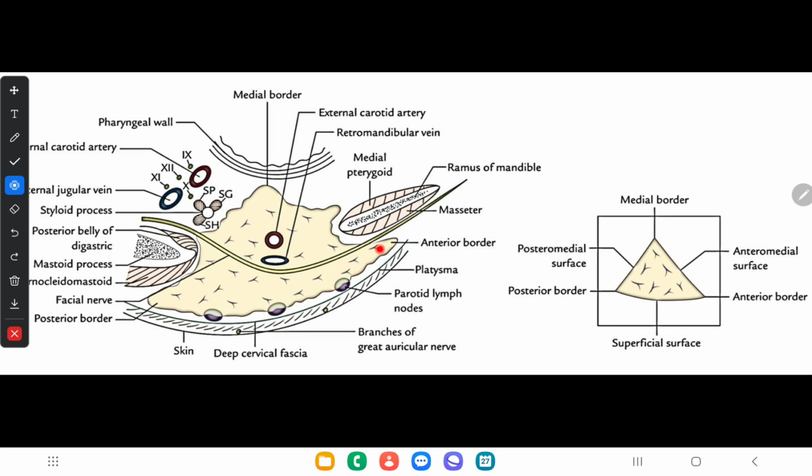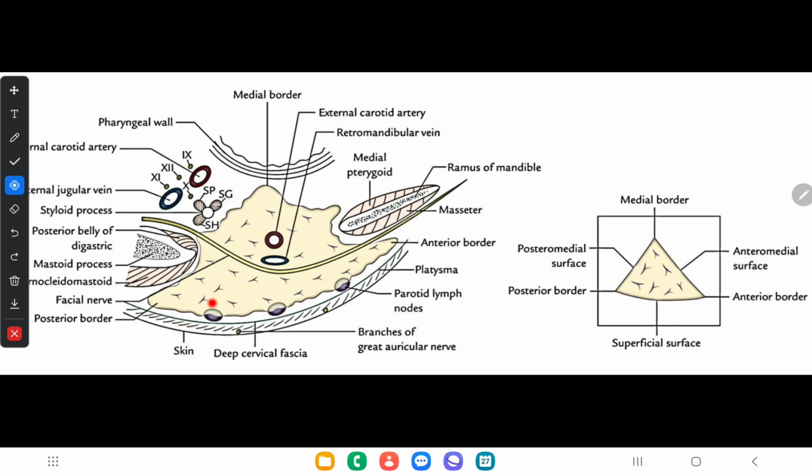Here is the lateral surface or the superficial surface. As you can see here, this lateral surface is covered by the skin, then the superficial fascia, including posterior fibers of the platysma, and the dense capsule of the parotid gland. Here, the superficial parotid lymph nodes and cutaneous twigs of great auricular nerve are located in the superficial fascia. These are the lymph nodes in the lateral surface.